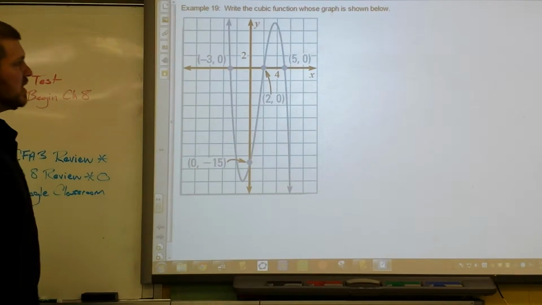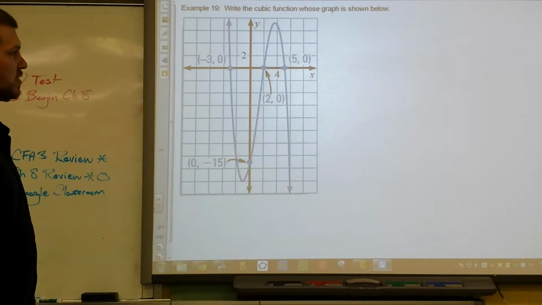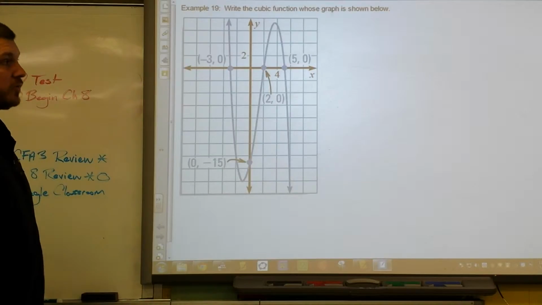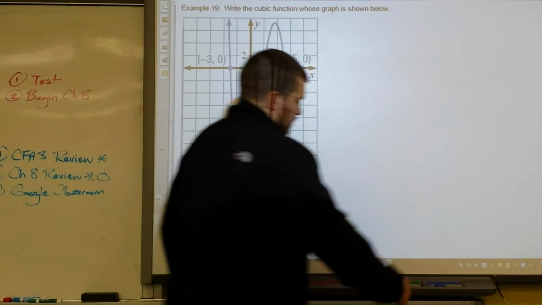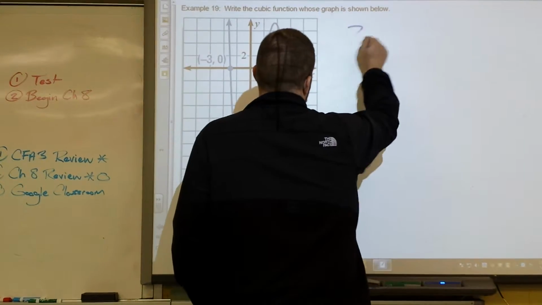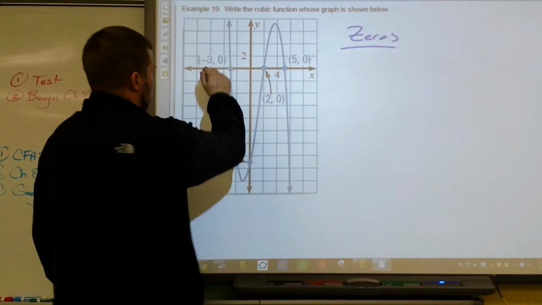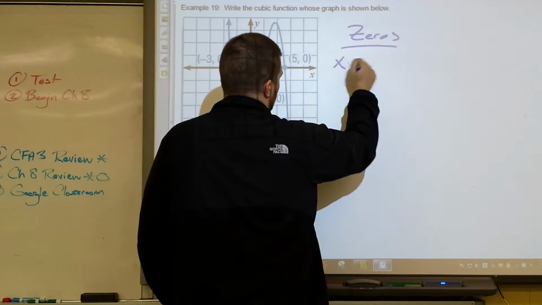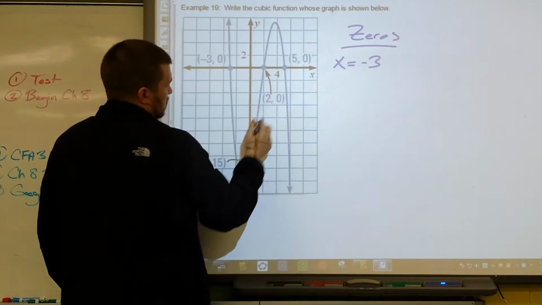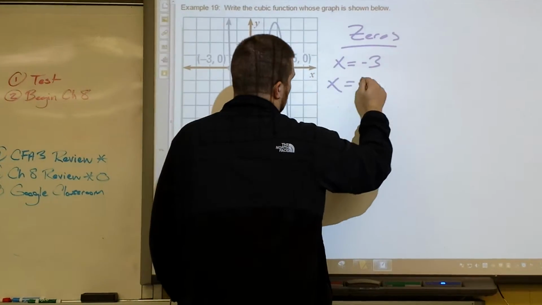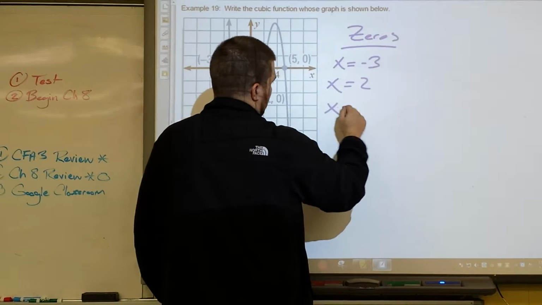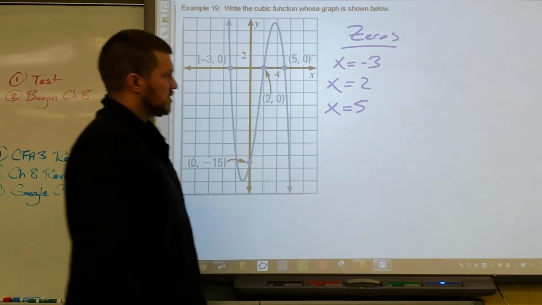In example 19, we want to write the cubic function whose graph is shown. Now, first off, we're looking for the zeros, okay? Just like we did in the previous example. The zeros is just a fancy name for the x-intercept, so I have x equals negative 3, x equals 2, and x equals 5. Again, I'm just getting those from the x-intercepts.